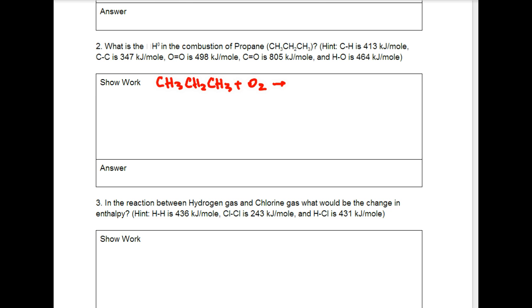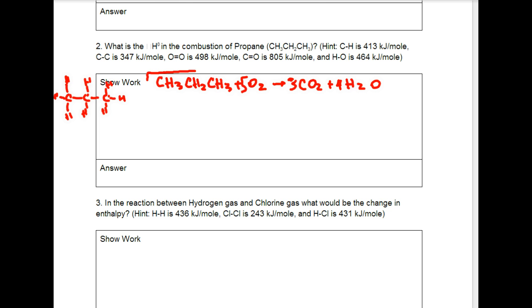Combustion is always with oxygen, and it yields carbon dioxide and water. And in this case, to match all the coefficients, that should be 4, this should be 3, and there should be 5 oxygens. That's the balanced reaction. So in drawing out the bonds and the structures for this propane molecule, what you have is 3 carbons, and you have a total of 8 hydrogens.